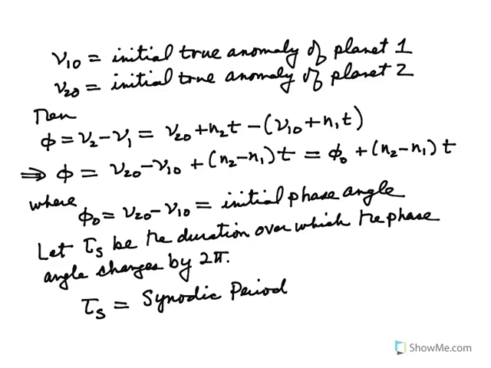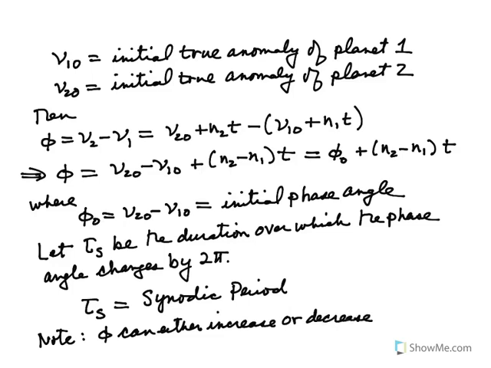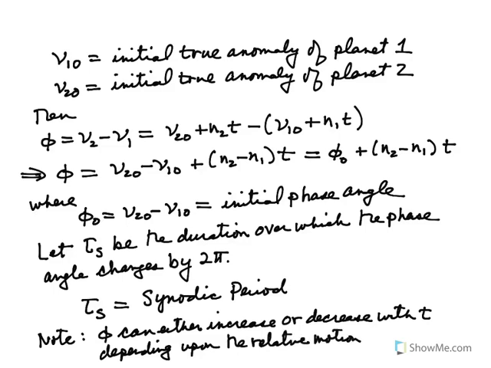And it's when the phase angle changes by 2 pi. Now, this is where what I said earlier is that note phi can either increase or decrease with time, depending upon the motion of each planet, or I should say the relative motion of the planets.